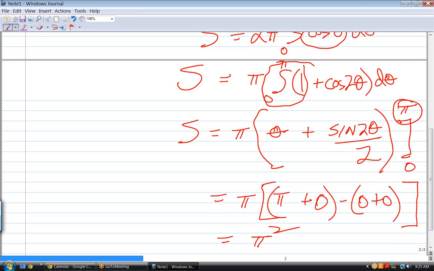When you think about it, when you're integrating trig functions, the only time you're ever going to come up with an answer like pi squared is if theta is all by itself. Because normally, when you plug in the limits of integration into your trig function, you end up with numbers. You don't end up with pi.